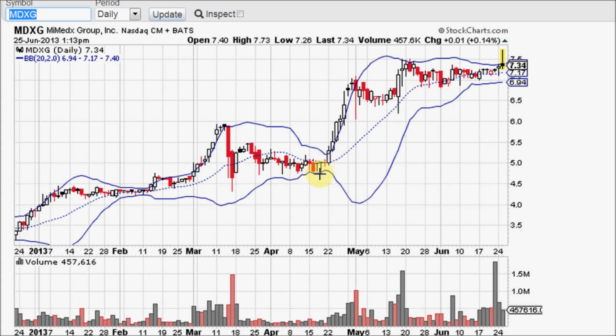Same thing here, Bollinger Bands pinching. Volume comes in, it moves to the upside. Same thing here, Bollinger Bands are pinching together. Big volume comes in, it breaks to the upside.